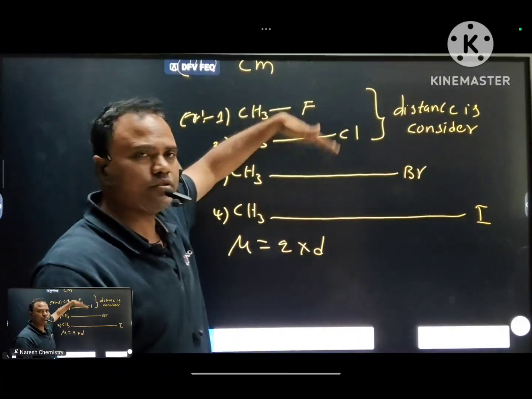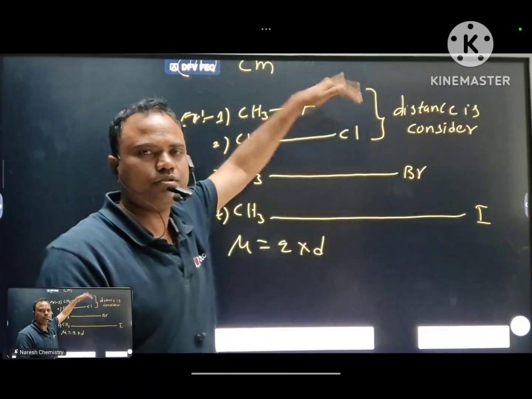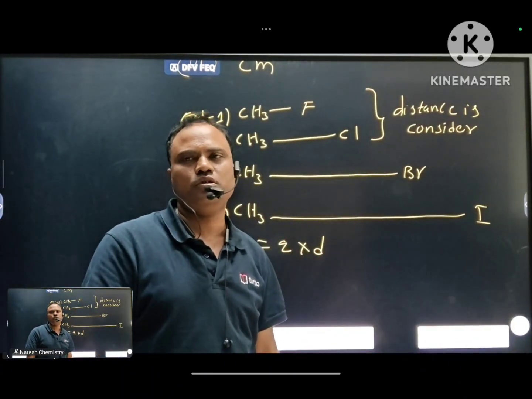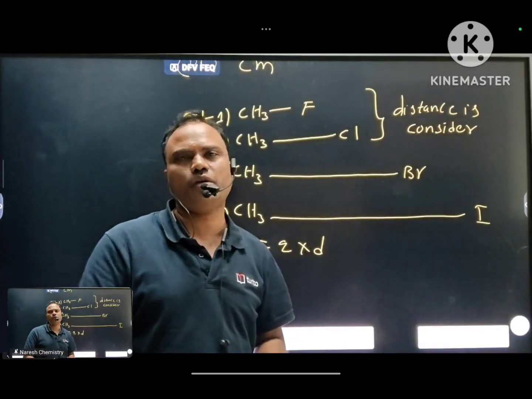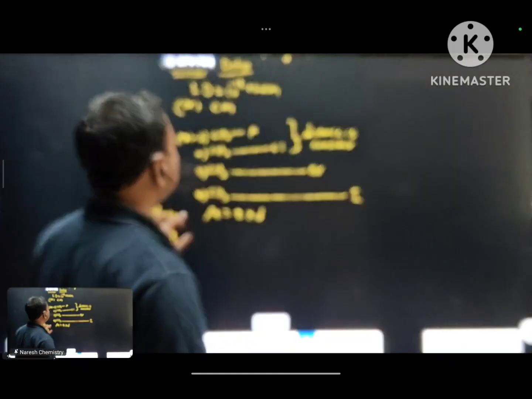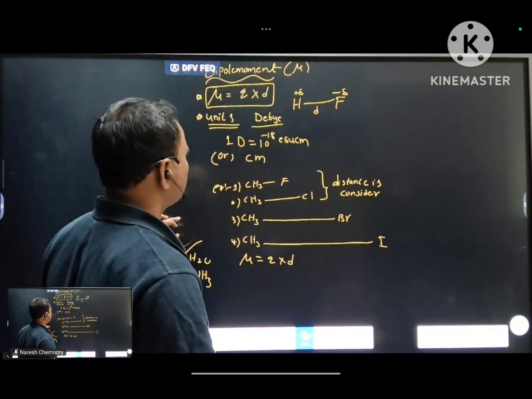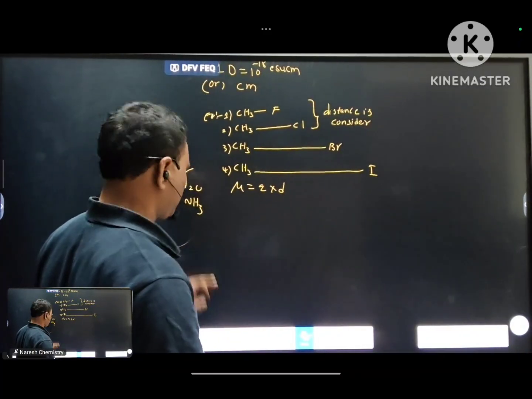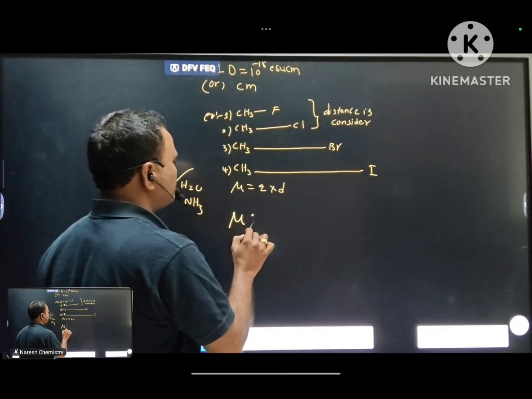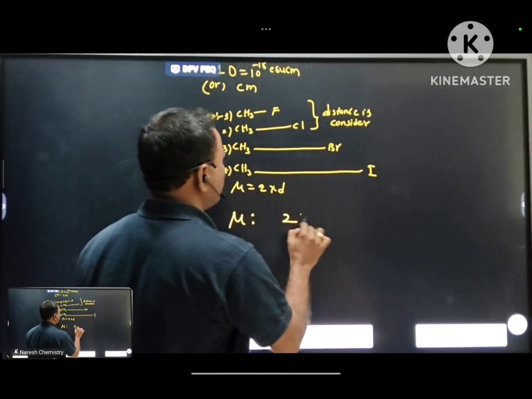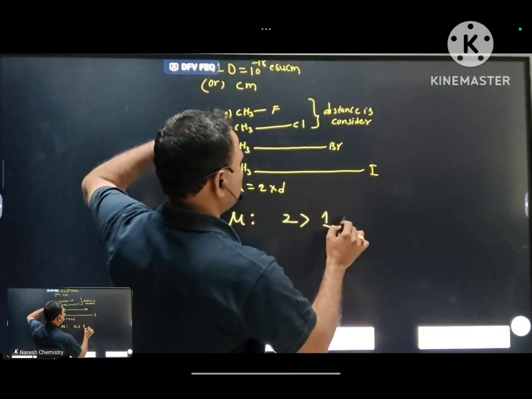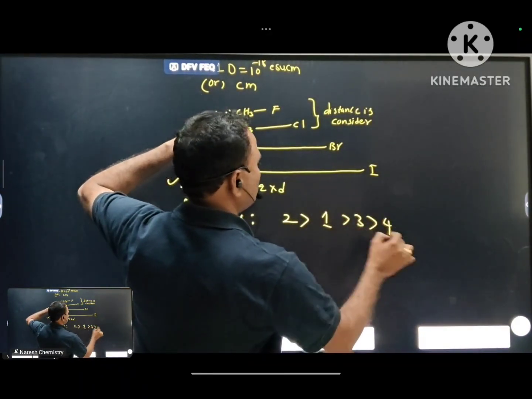What are we considering between these two? We are considering distance, which one has more distance. The carbon chlorine bond is longer, so CH3Cl has more dipole moment. So what is the dipole moment order? Mu order: 2 greater than 1 greater than 3 greater than 4.